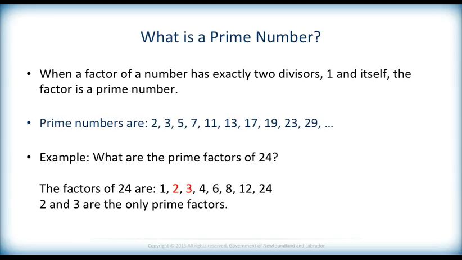So let's look deeper into prime factors. If we look at the prime factors of 24, we're looking at factors that only have 2 divisors, one and itself. The factors of 24 from the previous question are 1, 2, 3, 4, 6, 8, 12, and 24. 2 and 3 are the only prime factors. They cannot be broken down any further and do not have more than 2 divisors. 2 and 3 have divisors of 1 and itself. However, 4, 6, 8, 12, and 24 have multiple. Therefore, 2 and 3 are the only prime factors.